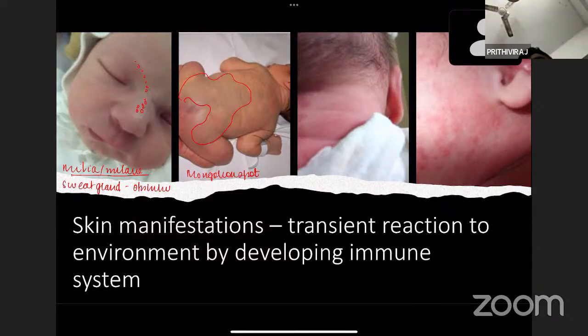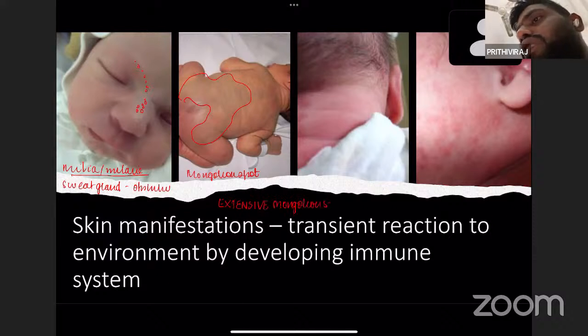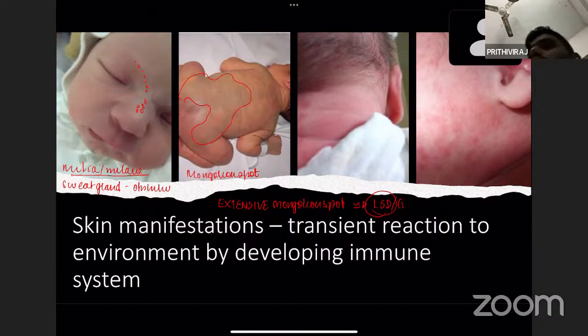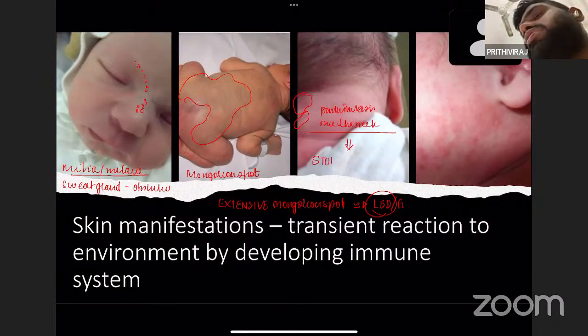Most of the time, it is benign and has no connection with any serious illness, but there is something when there is an extensive Mongolian spot. Remember, any extensive Mongolian spot has been linked to some lysosomal storage disorder, like Niemann-Pick, Tay-Sachs, like that. Okay. Now, another picture showing some kind of pinkish rash over the neck. This is nothing but your stork mark, which is a benign capillary malformation.